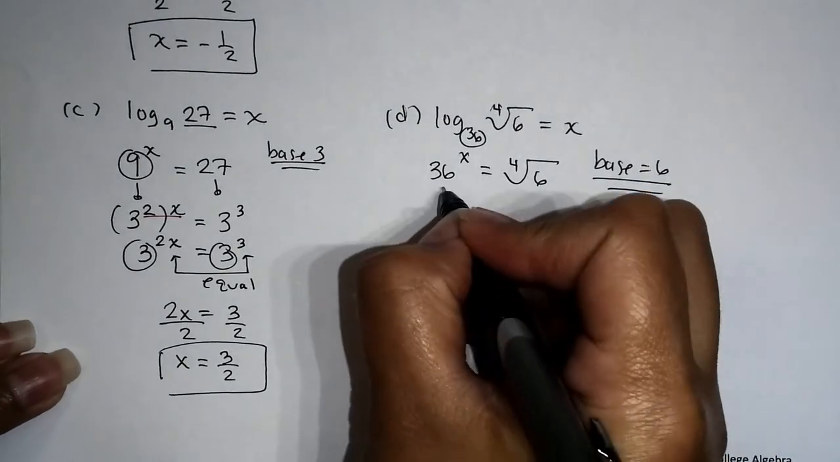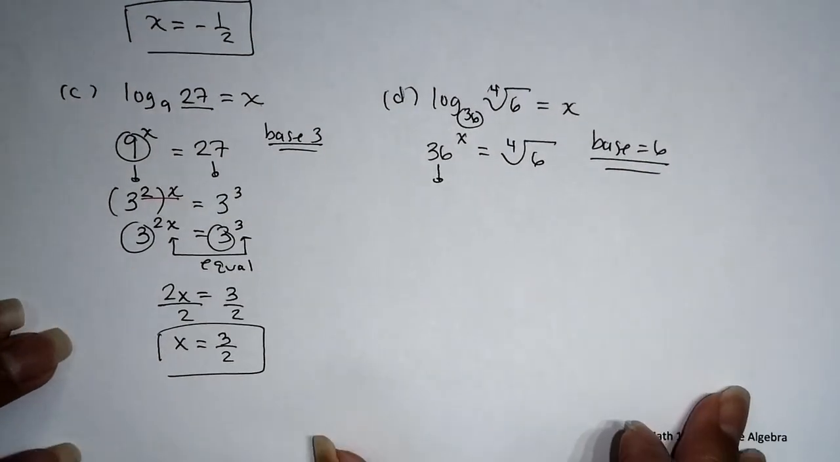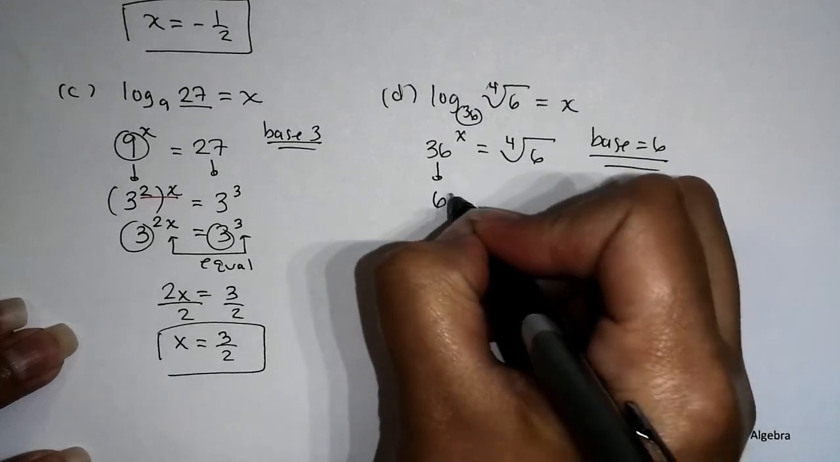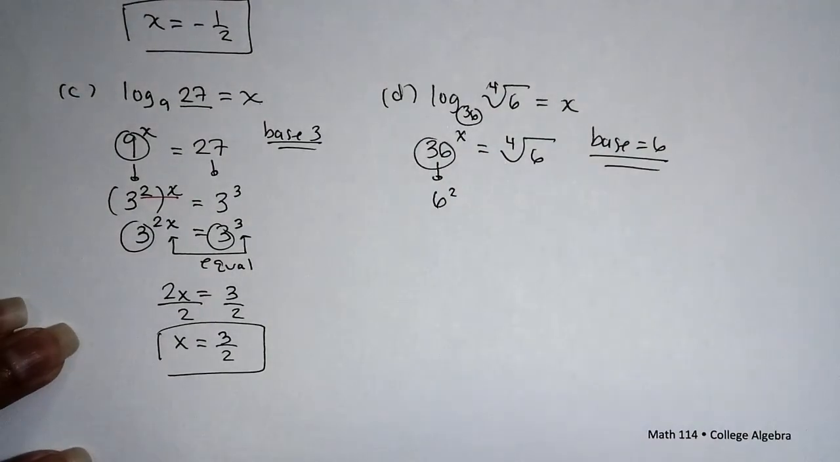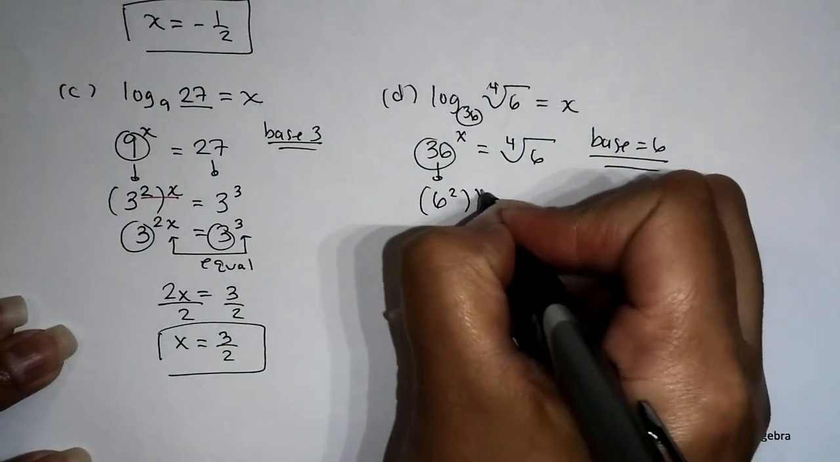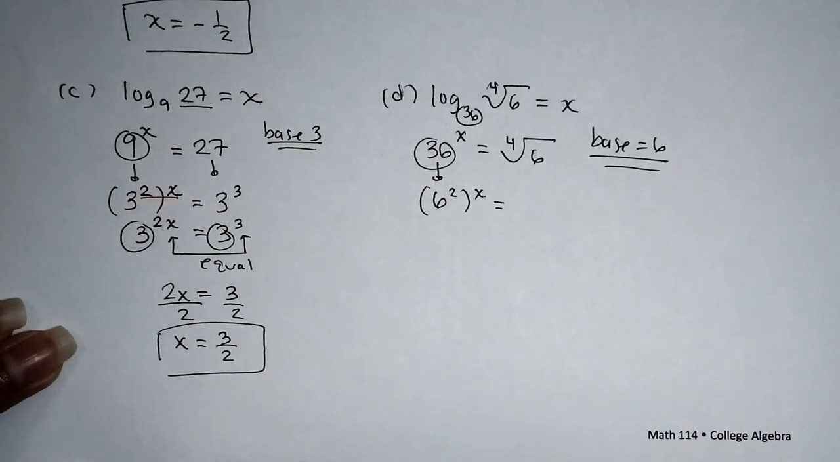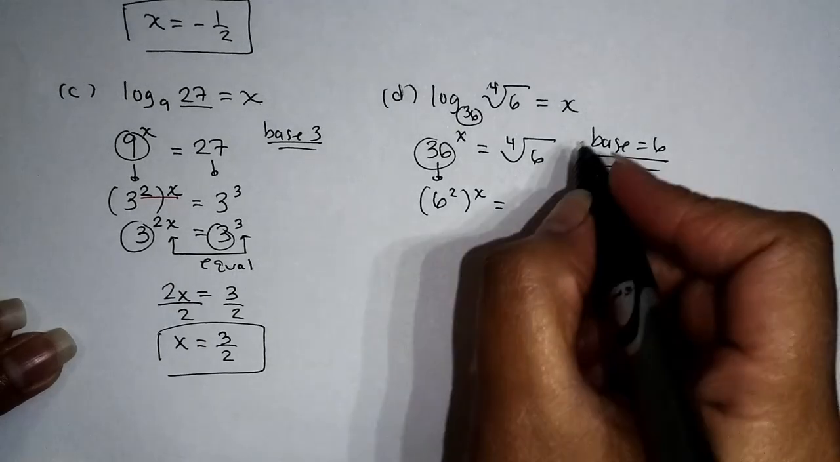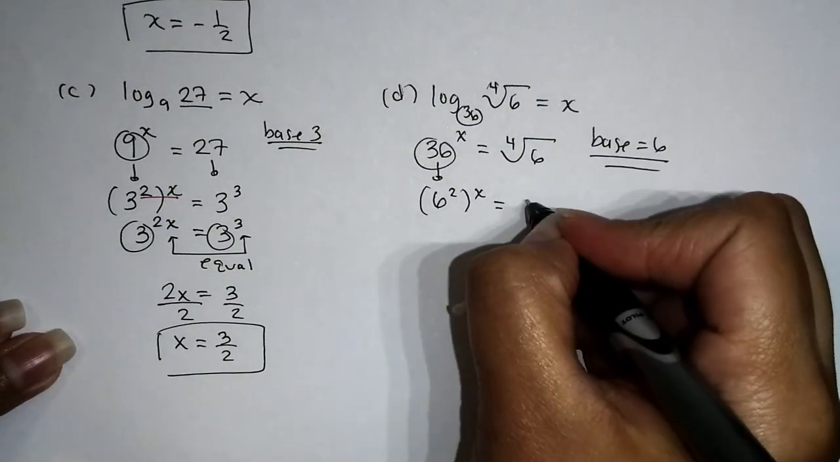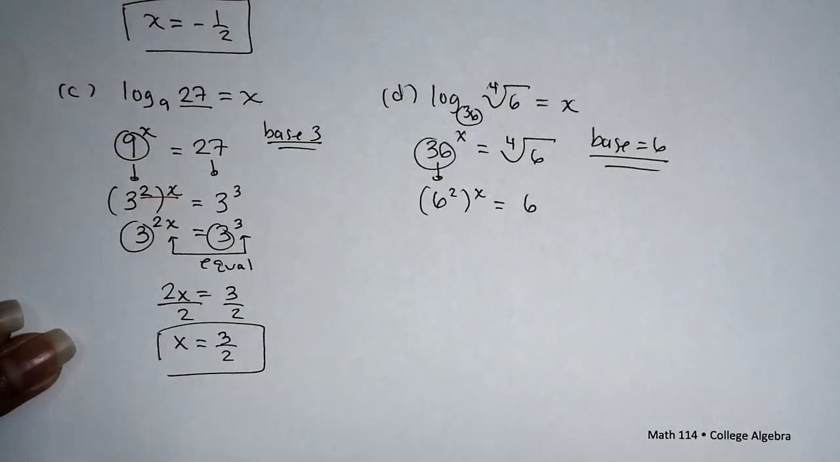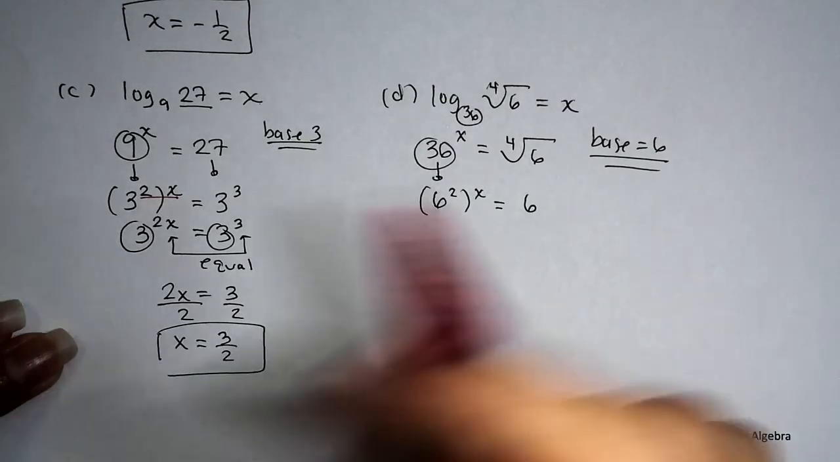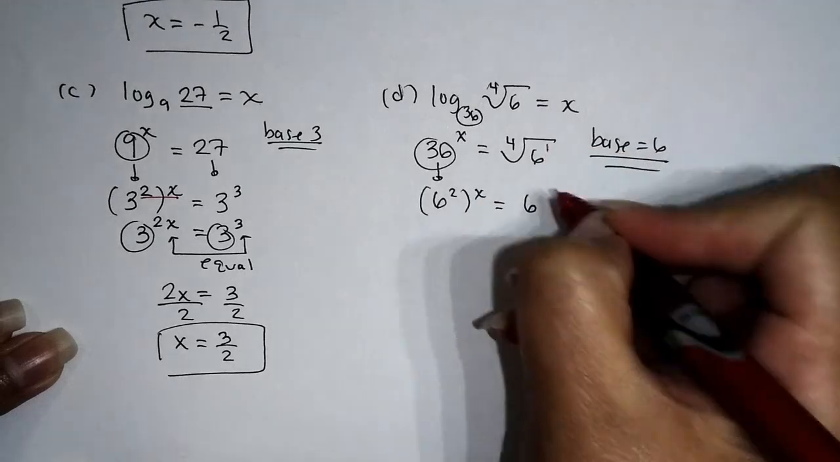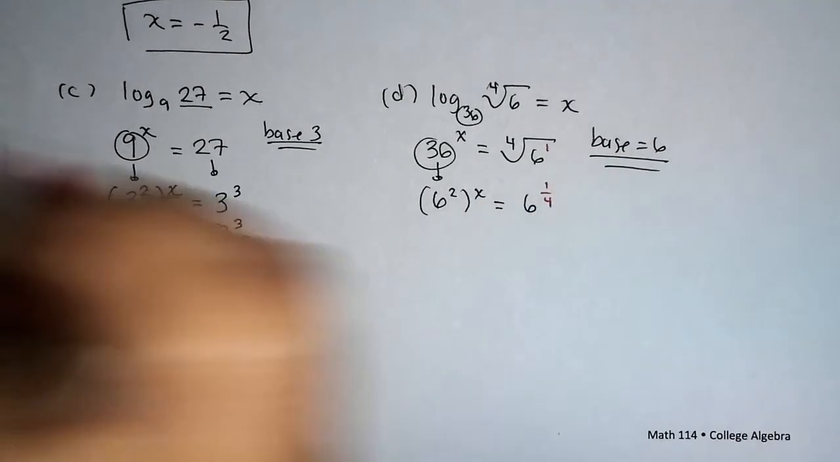So when we write 36 in terms of base 6 or a power of 6, that will give us 6 squared. And what are we doing to the 36? It's being raised to the x power equals. I know we have a 6 on the right side, but we need to take it out of its cave. So let's go ahead and put this in exponential form. So to do that, we are going to keep the base or the radicand and then write the exponent as a fraction. And that will be current exponent divided by the index.